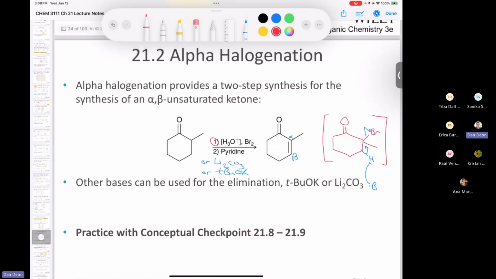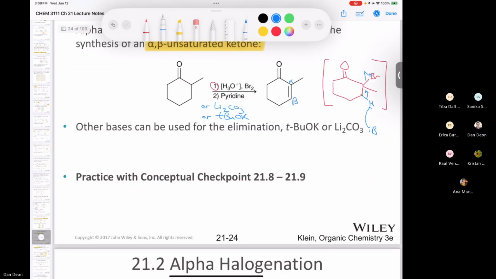If you throw some pyridine or lithium carbonate or potassium t-butoxide in the second step, it does an elimination to give you an alpha beta unsaturated ketone. And these are going to come up even more. Later on, we're going to see these when we study what's called the Michael reaction, which we won't look at today. We don't have enough time.